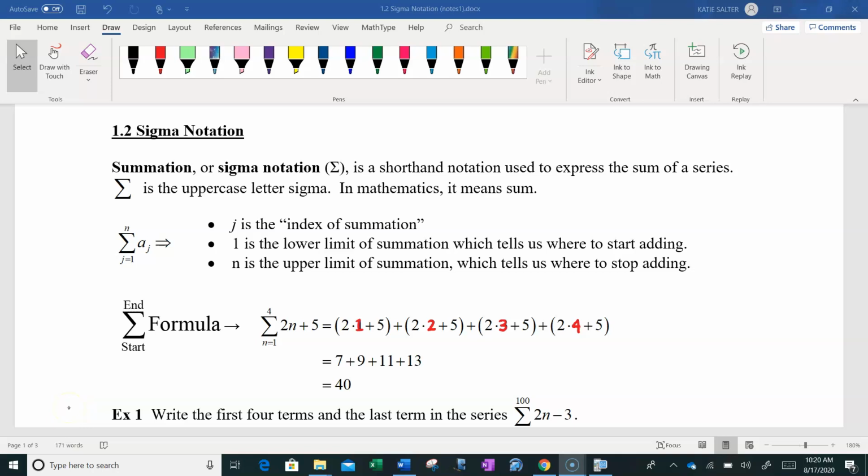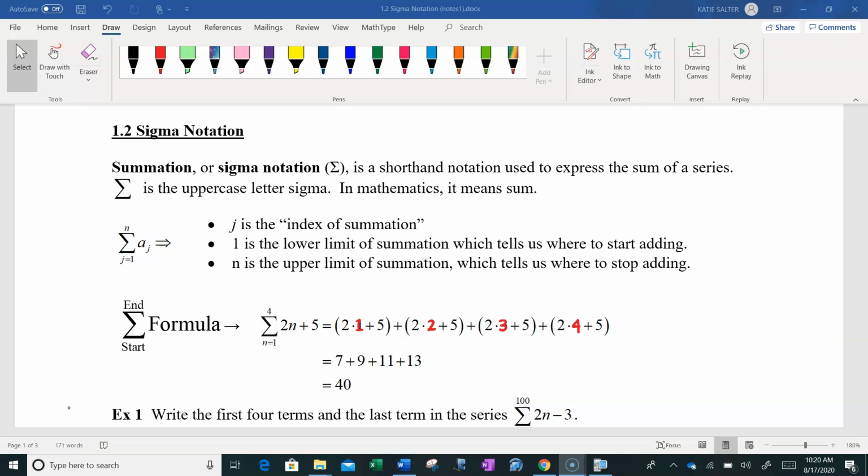Summation, or sigma notation, is a shorthand notation used to express the sum of a series. The letter sigma is a Greek symbol, the uppercase letter sigma, and it just means summation. You'll see this symbol a lot in science classes, math classes, definitely in statistics. We use this a lot, and it just means to sum.